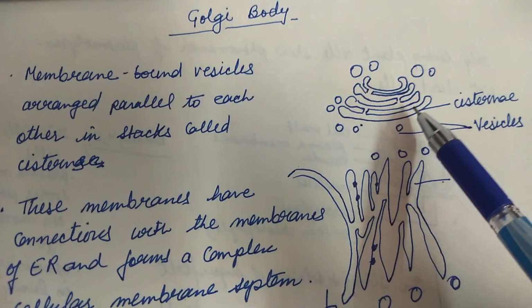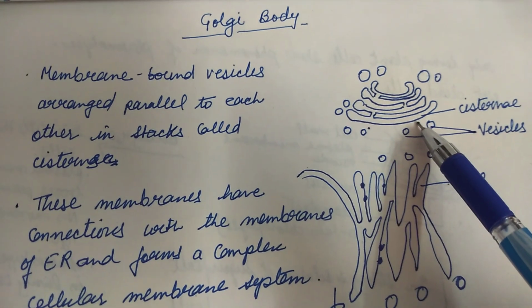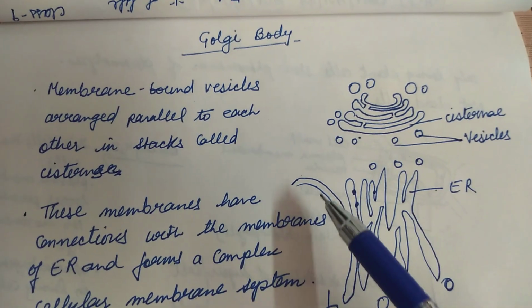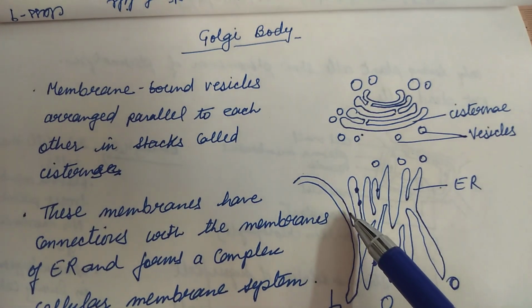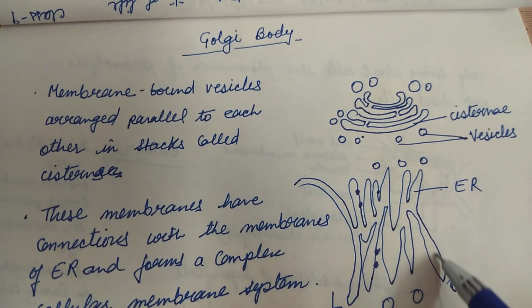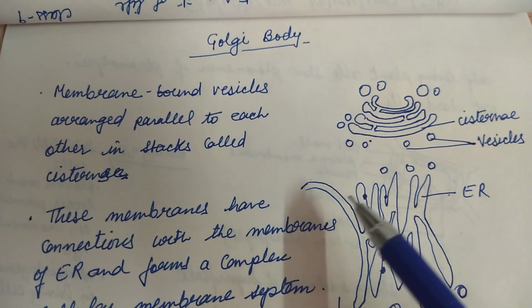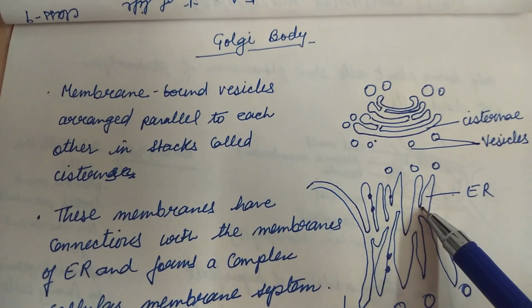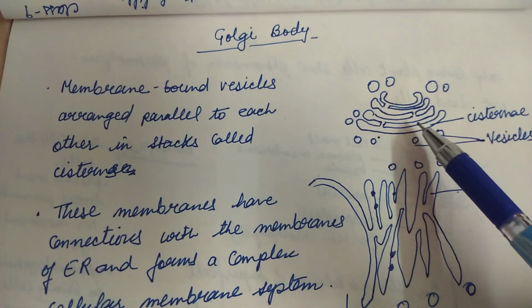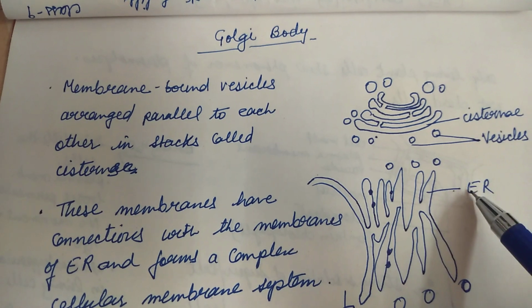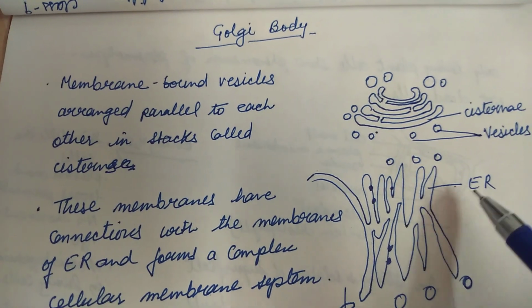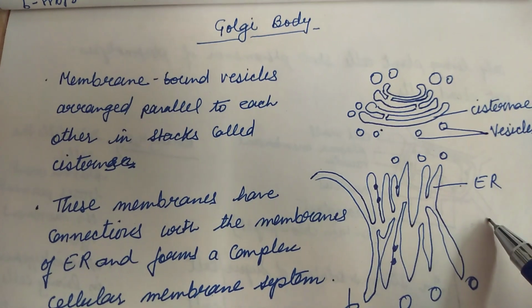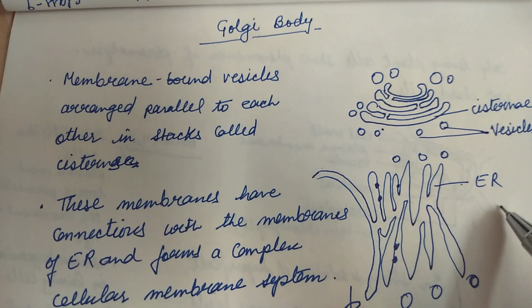Clear? And if we see its placement in a cell, it is placed near the endoplasmic reticulum. This is the nucleus, and this is the endoplasmic reticulum that we studied in the previous video. The endoplasmic reticulum is an extension of the nuclear membrane, and it is connected to the Golgi body. We know that the RER manufactures proteins, and the SER, the smooth endoplasmic reticulum, manufactures lipids.